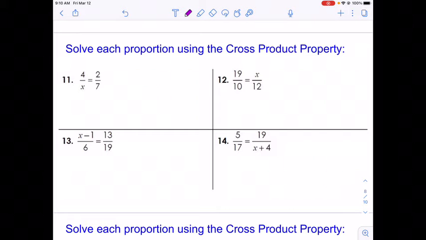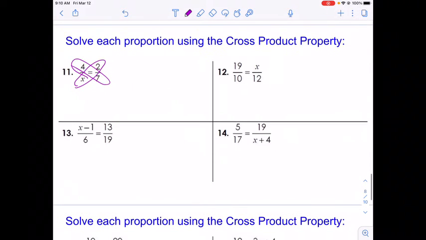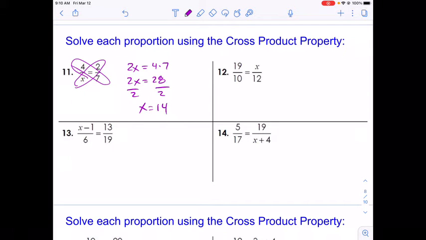So let's look at number 11. We're going to cross multiply here, so we're going to multiply these here and these here. Now, I like to put the x's on my left side if I can, so I get 2x is equal to 4 times 7. So 4 times 7, which is 28, 2x is equal to 28. Now we divide by 2. X is equal to 14. So our missing part here.